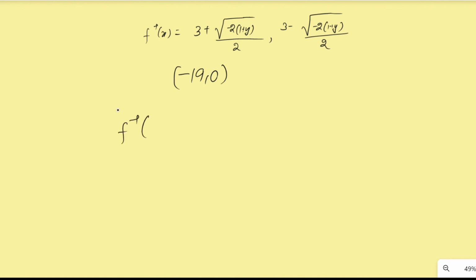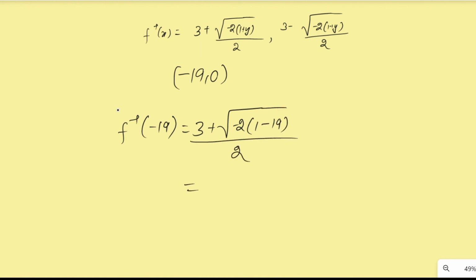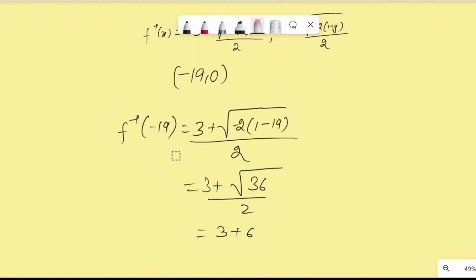So f inverse of negative 19, we are going to calculate this. So first of all let's substitute, this will be square root of negative 2 times 1 plus negative 19, over 2, right? So 1 minus 19 is negative 18. Negative 18 times negative 2 is 36, which will be positive. So we will get 3 plus square root of positive 36 over 2. So this will give us 3 plus 6 over 2. Okay, so the 2 is not on the 3 here. Alright, so we'll get 6 over 2. So we'll get 3 plus 3, which is 9.